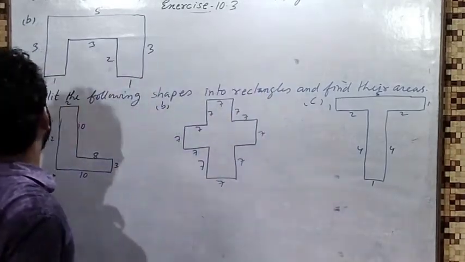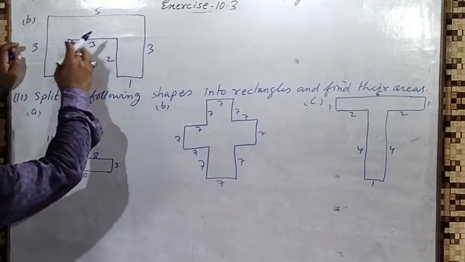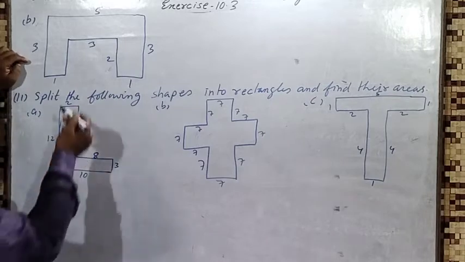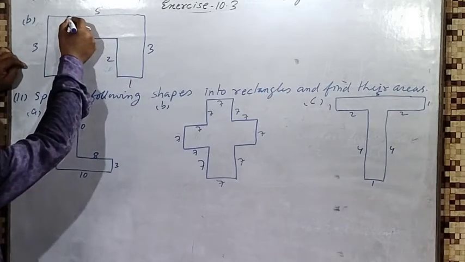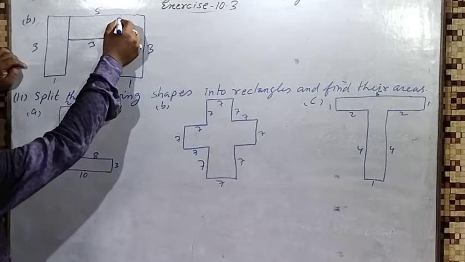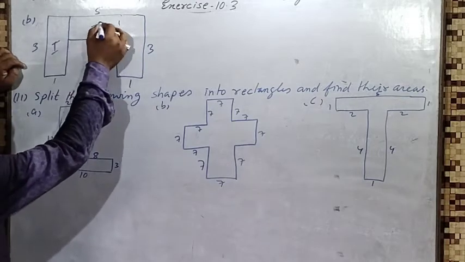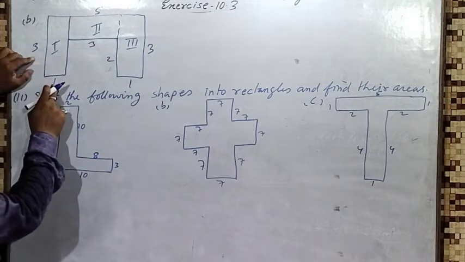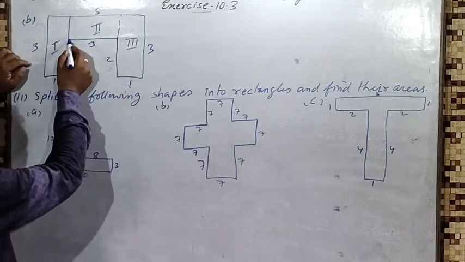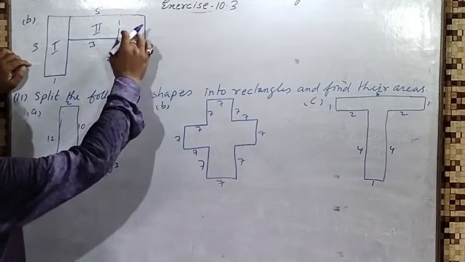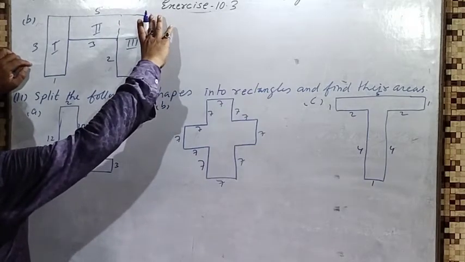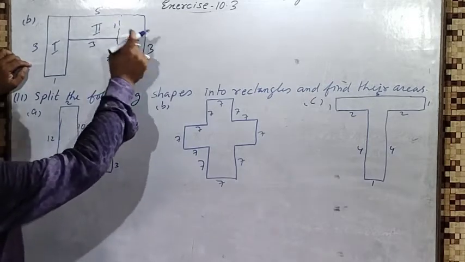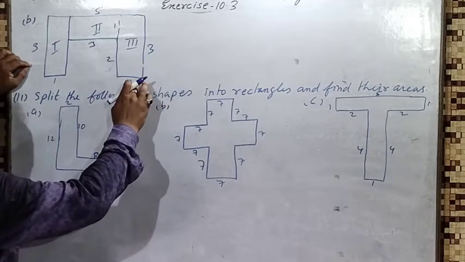Question number 10B. The figure is given like this. Sides are given 3, 5, 3, 1, 2, 3, 1. You split like this. I think this is a simple way to split. First figure, second figure, third figure. Length of first figure is 3, breadth is 1. Second figure, from here to here it is 3, and this much is 2, so this will be 1. So length 3, breadth 1, and this figure length 3, breadth 1.